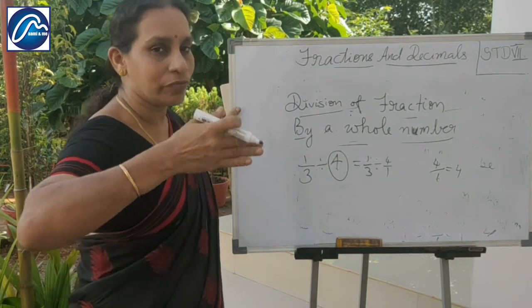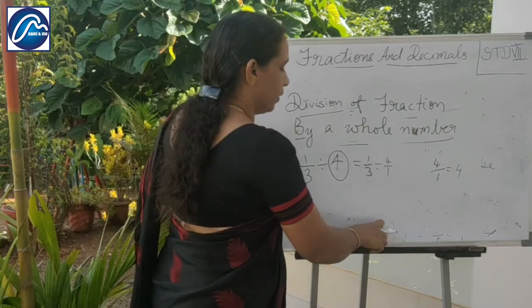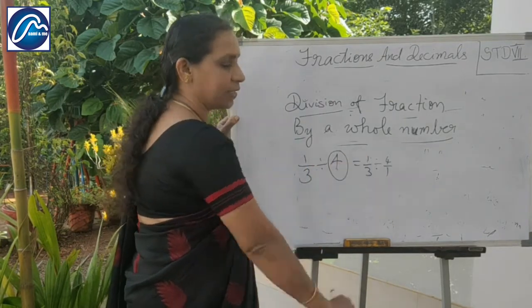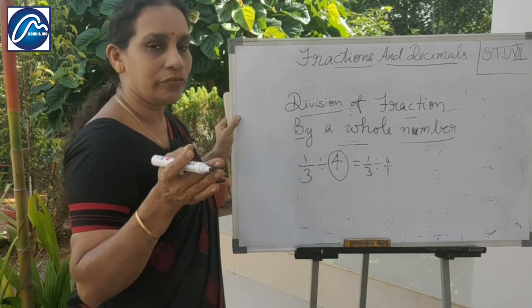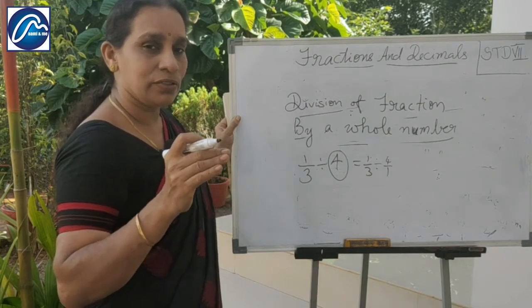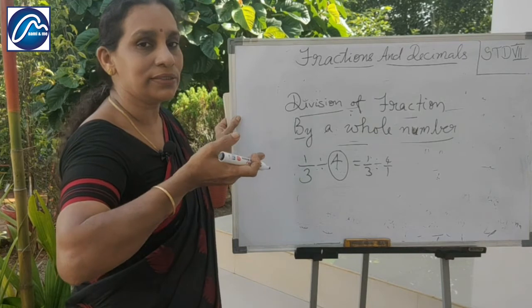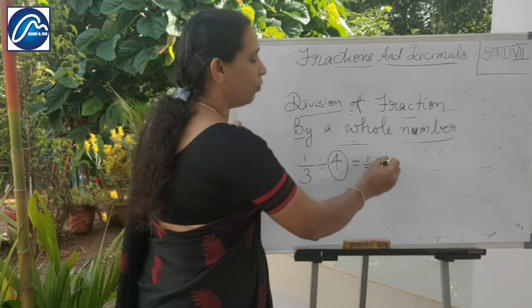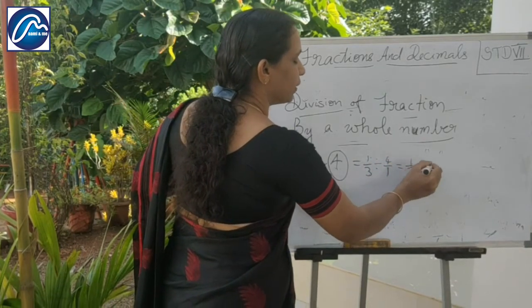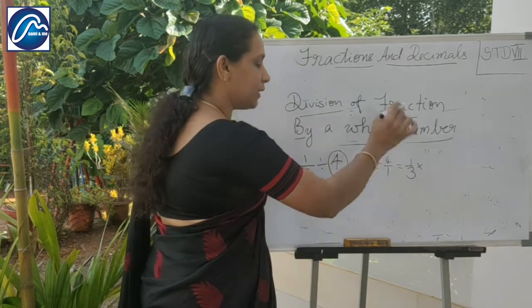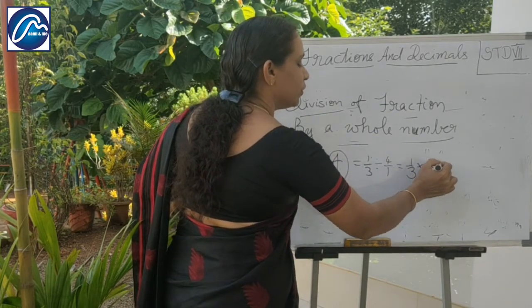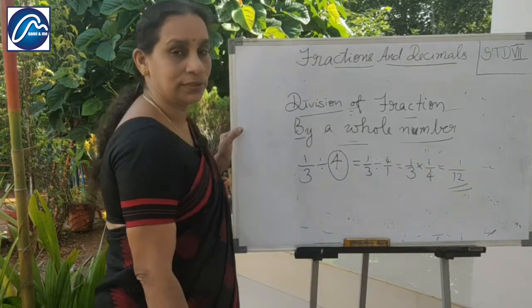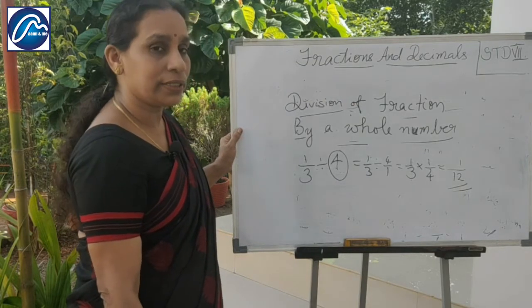4 എന്ന് പറഞ്ഞാൽ എന്താണ്? 4നെ 1 കൊണ്ട് ഡിവൈഡ് ചെയ്താൽ 4 തന്നെയാണ്. So this is how 4 is written as a fraction. If you are getting a whole number and want to write it as a fraction, you just put 1 as the denominator. Now you have to take the reciprocal and multiply. What is the reciprocal? 1 by 4. So the answer is 1 into 1, 1, 3 into 4, 12. The answer is 1 by 12.